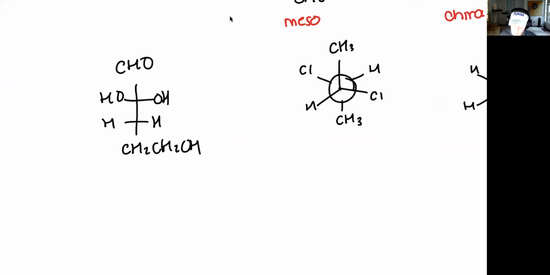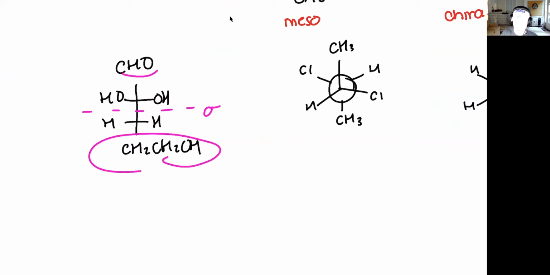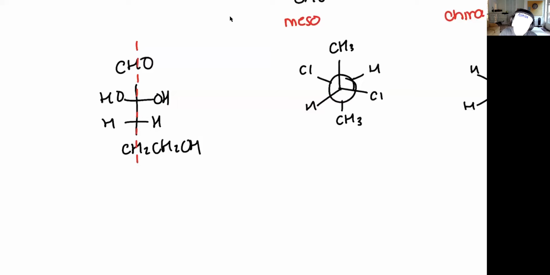And then again, another Fisher projection. So, if we go ahead and draw this, again, the groups on the top and the bottom are not the same. But, and this kind of goes to what I was saying, it doesn't look symmetrical, but I believe that there is going to be a sigma plane right there.